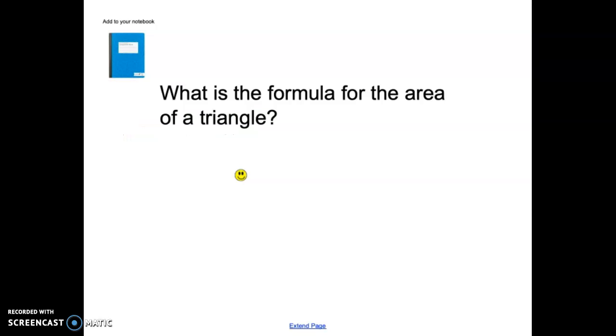So let's do a quick review of what is the formula for the area of a triangle, because that's going to be really important today. So either pause the video, or if you know it, go ahead and shout it out, write it down in your notebook. That's right, it's area equals 1/2 base times height. So the base of the triangle times the height of the triangle, and then divide by 2. All right, good for you.